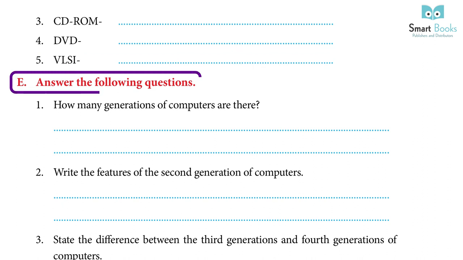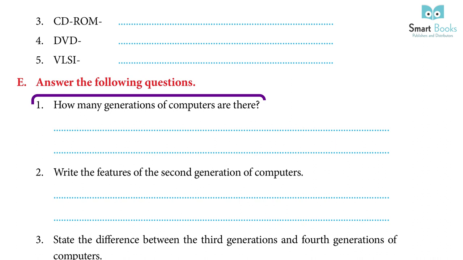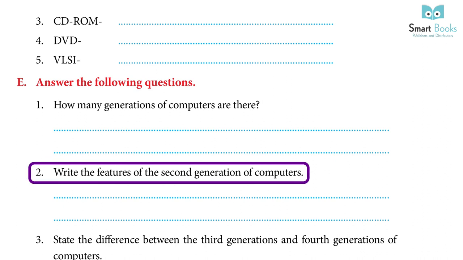E. Answer the following questions. 1. How many generations of computers are there? Answer. There are 5 generations of computers. 2. Write the features of the second generation of computers. Answer. The main electronic component is the transistor, memory is magnetic core and magnetic tape disc. Programming language is assembly language. Power and size: low power consumption, generates less heat, and smaller in size in comparison with the first generation computers.